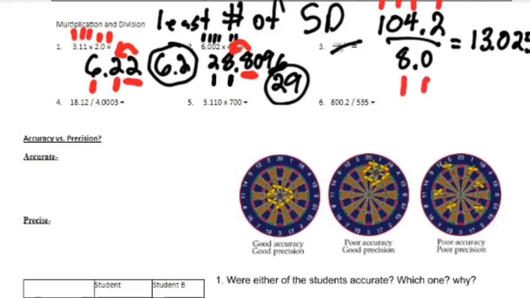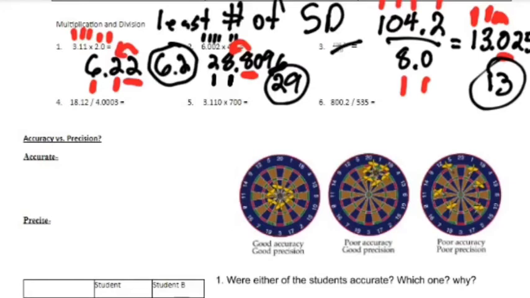1, 2. I can only keep 2 significant digits, so I come over here and do 13. The 0 is going to round that to a 13, because it's going to stay the same since it's less than 5. So 13, again, no units because no units were given.